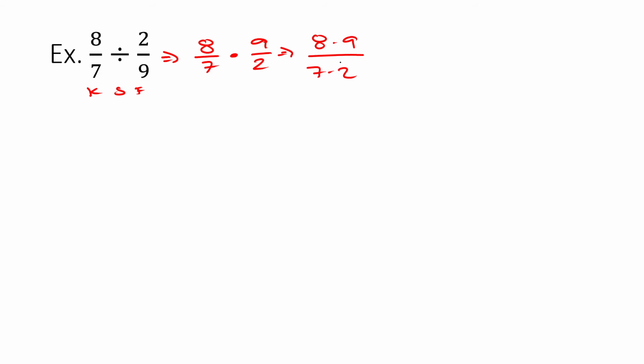In option 3, 8 and 2, you can divide those two numbers by 2. 2 divided by 2 is 1, and 8 divided by 2 is 4. Is there any number we can divide? We cannot divide 4 and 7, and 9 and 7 is no go too. So we simply have to multiply across. 4 times 9 is 36, and then 7 times 1 is 7. So your final answer is 36 over 7. And that's it.